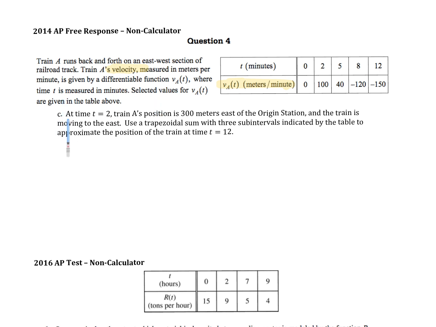At time, they're being tricky again. At time t is 2, the position is 300 meters. So you have to add 300 meters. He's like, I'm going to circle. I'm going to pay attention to that. The train is moving east.